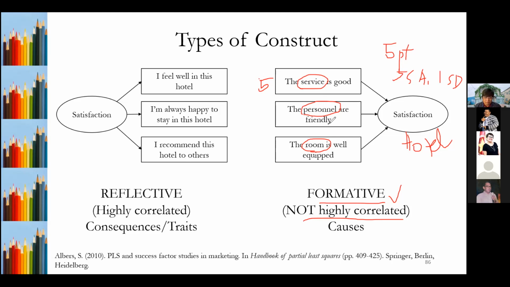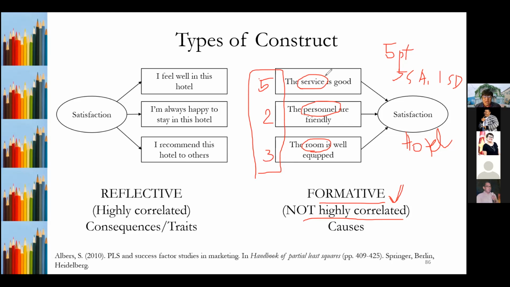And let's assume you experience a rude personnel. So what would be your answer in number 2? Most probably your answer is 1 or 2. So let's say 2, Disagree. And number 3, the room is well equipped. Based on your experience, the room is okay, so your answer is, let's say, 3, Neutral. You will see here, the responses are not moving in one direction. Iba-iba yung direction nila. Therefore, this construct was measured formatively.